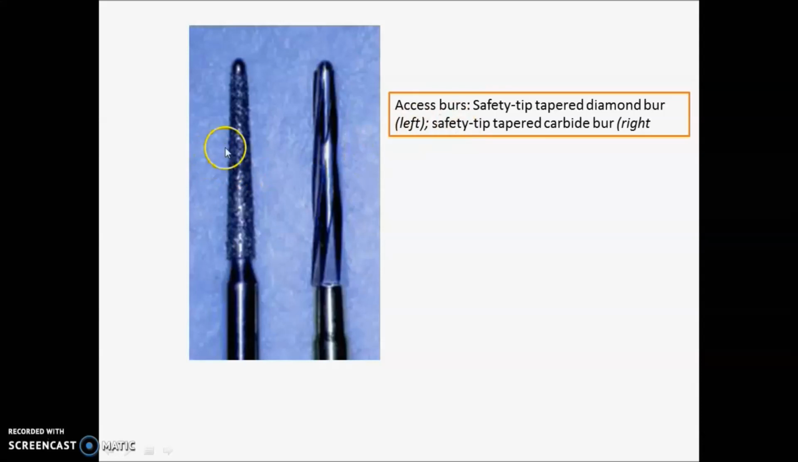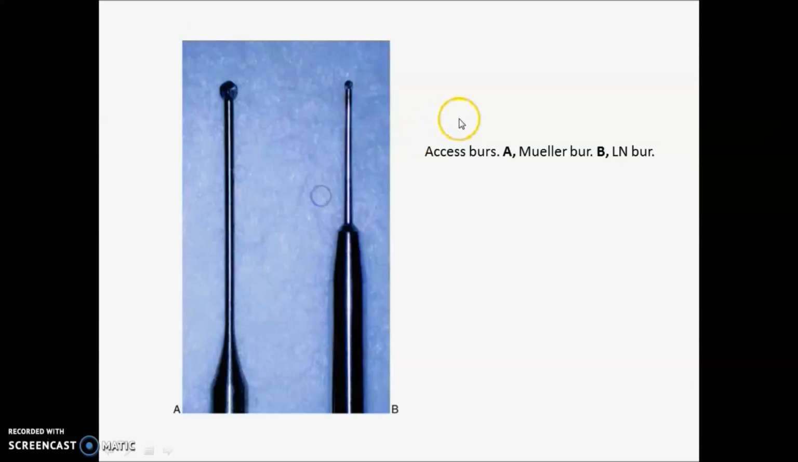Now these are a few access burs. Okay, they are known as safety tip taper diamond bur, and this is your safety tip carbide bur. Then these are your other access burs. This is your Mueller bur and this is your Allen bur. These access burs are used commonly when your pulp chamber is receded or calcified. They can be good orifice locators. So this is your Mueller bur and this is your Allen bur.